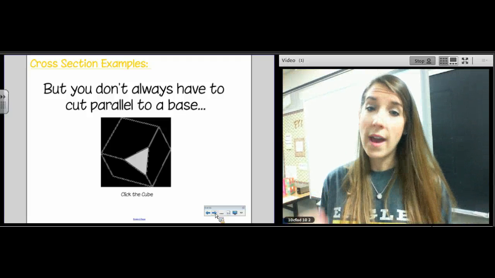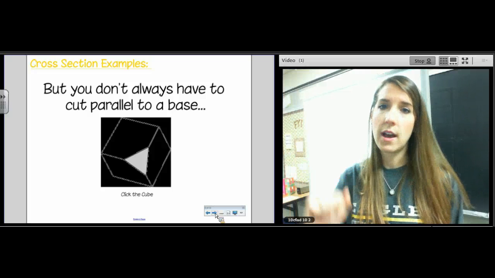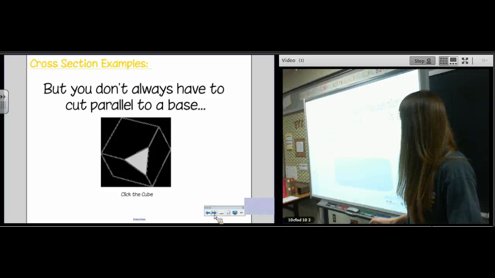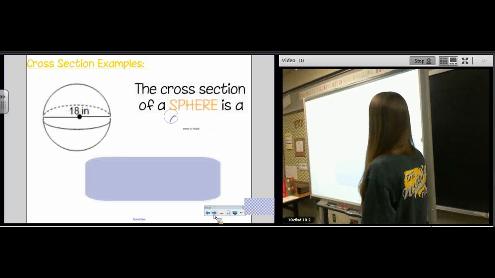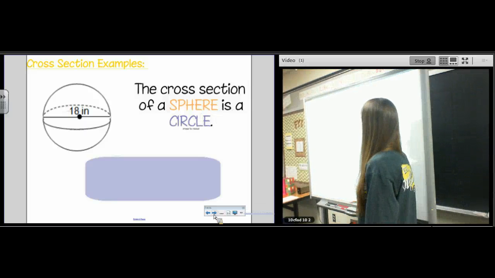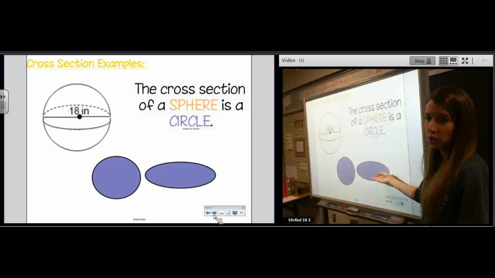I just wanted you to be aware that you can get all different cross sections depending on what angle you're cutting the solid at. For a cross section of a sphere, if you go through the center, it'll be a circle. If you don't go through the center, you could get an oval, an ovular shape.